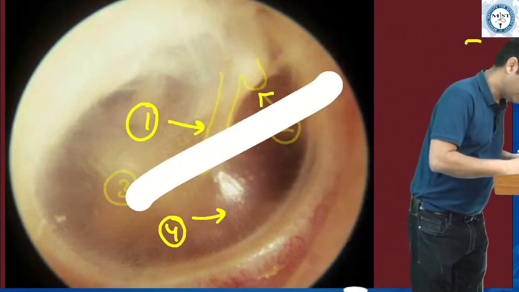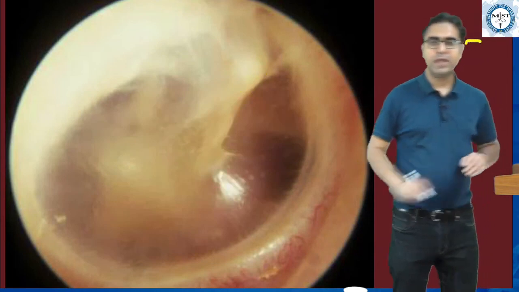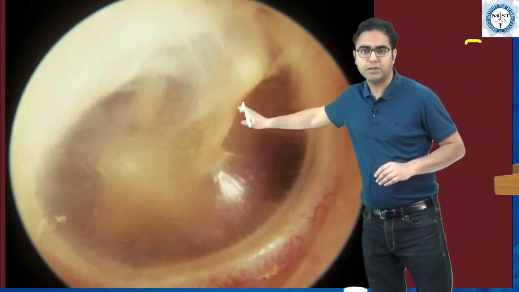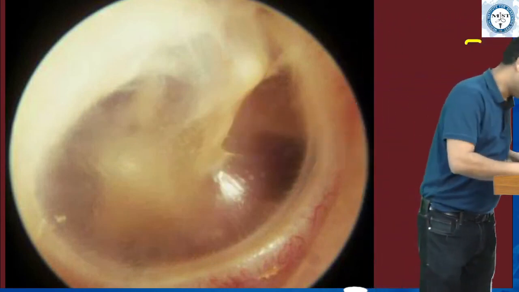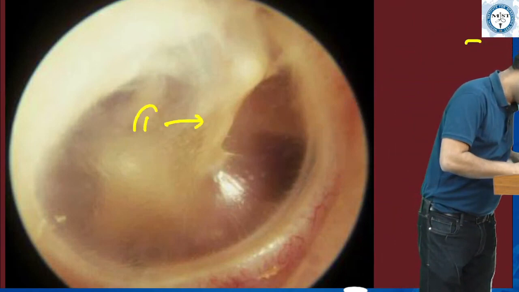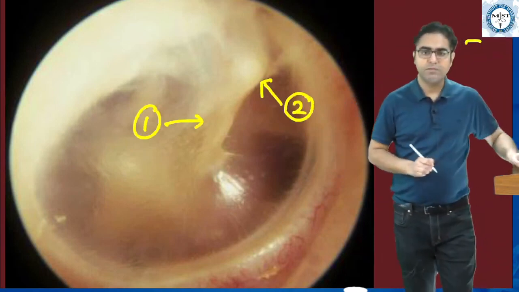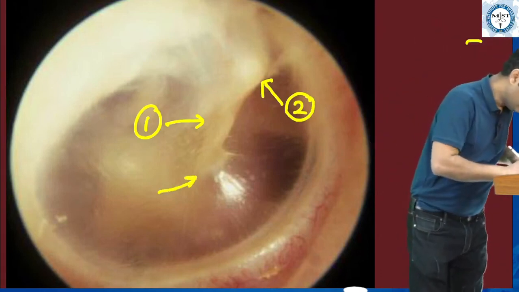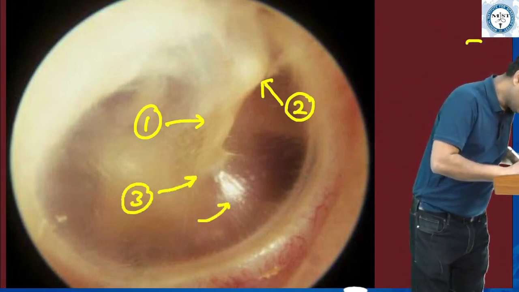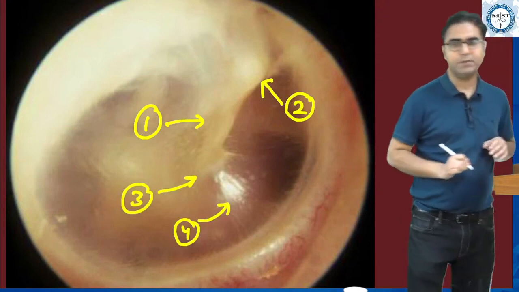I will remove the marking and you see now yourself. Can you see the handle of the malleus here? This one. This is number 1. This is number 2. Number 2 is the lateral process of the malleus. This is number 3. Number 3 is umbo. And can you see the shining light? Number 4, cone of light.